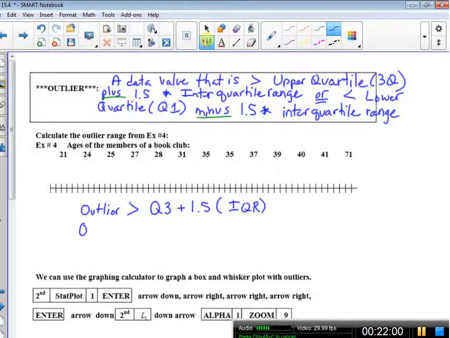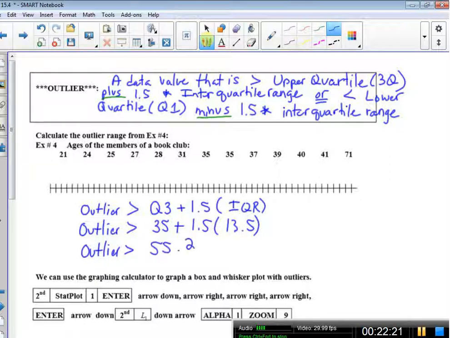So the outlier is greater than. Now quartile 3 was 35, and that inner quartile range was 13.5. So this tells you which data values would be outliers. So your outlier would be greater than 55.25. So we say therefore 71 is an outlier.